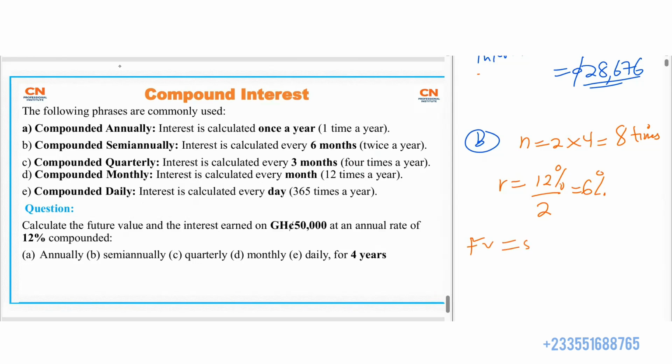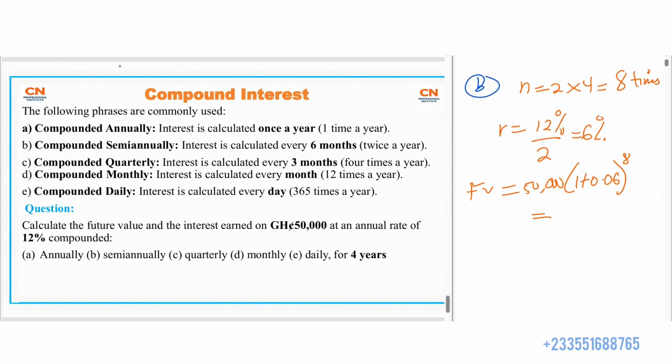Is the present value, which is the 50,000, or the amount we invested, times 1 plus the rate 6%, which is 0.06, raised to the power what? 8. So we have 50,000 into bracket 1 plus 0.06 raised to the power 8, and this is giving me 79,692 Ghana cedis at this end.